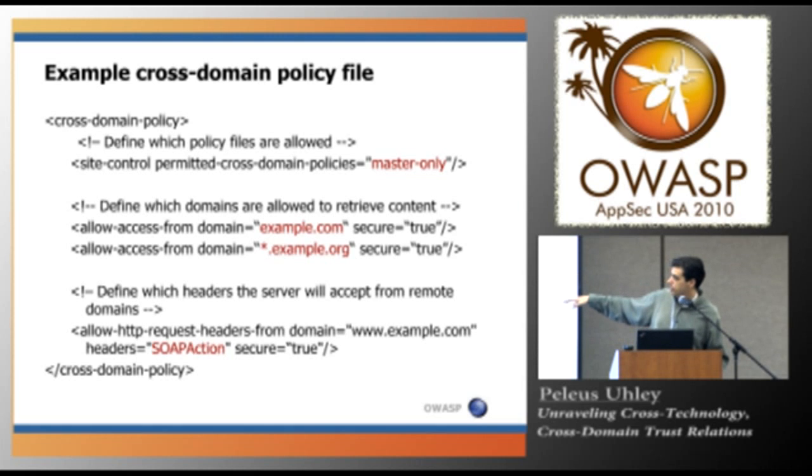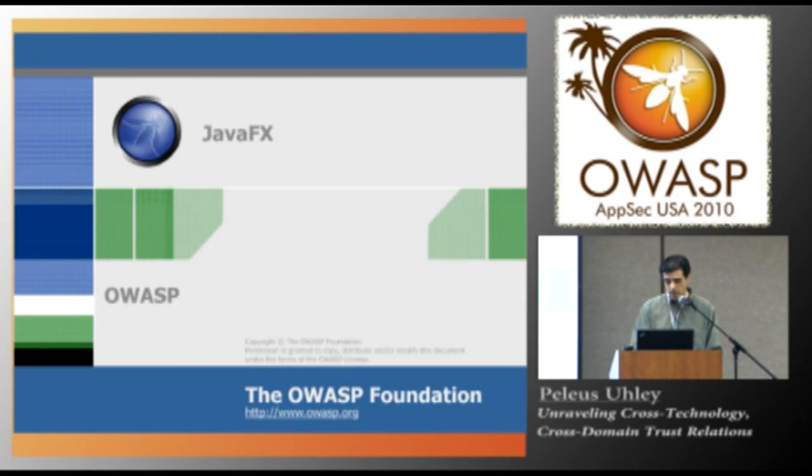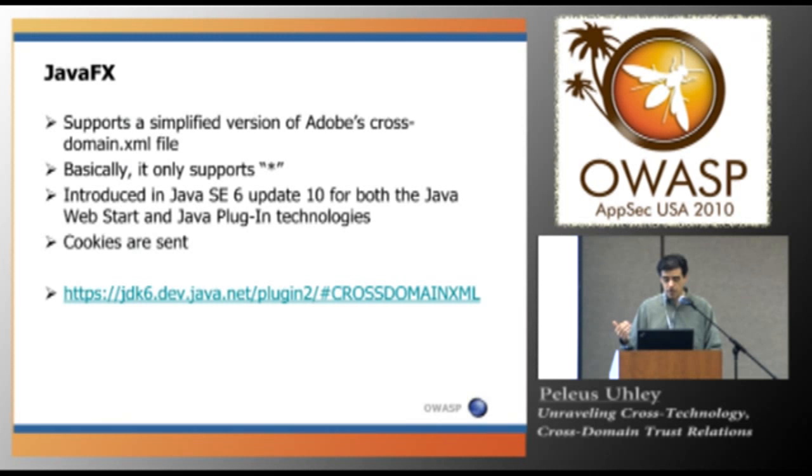Then whether or not you allow content from other domains, and then the bottom section is whether or not you allow headers to come across. So if you allow SOAP action headers, for instance, to be set from the remote domains. So I said with JavaFX, with Java SE 6 Update 10, that's where they first introduced the support for cross-domain technologies. Cookies are sent with their model as well. And if you want more information, you can go find it at that URL.